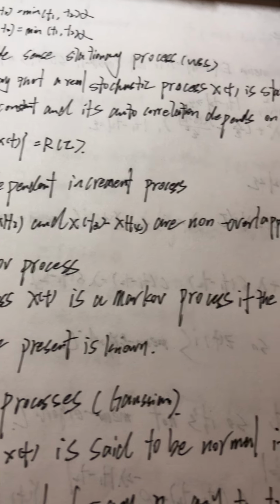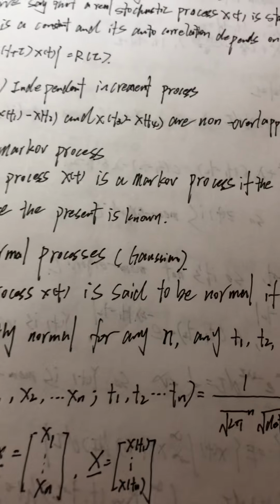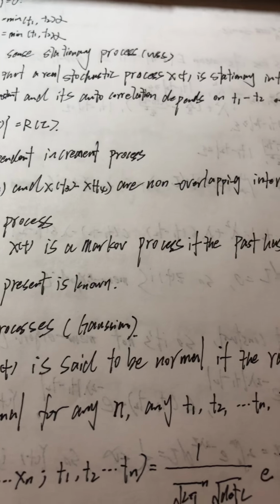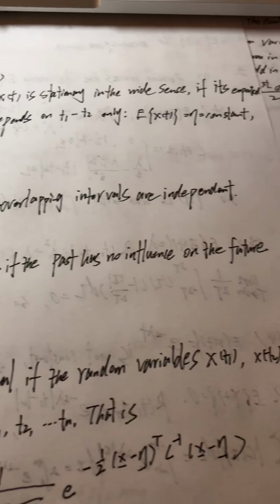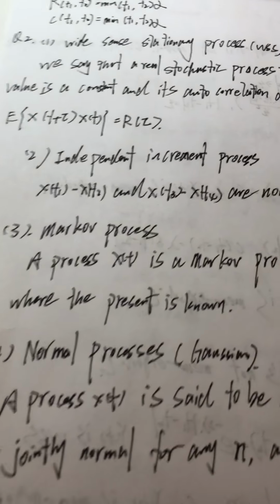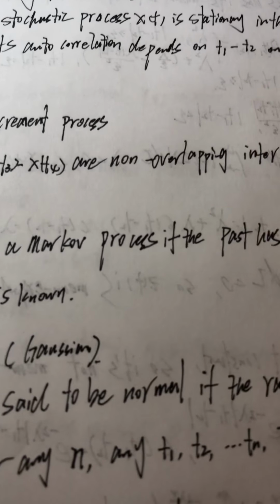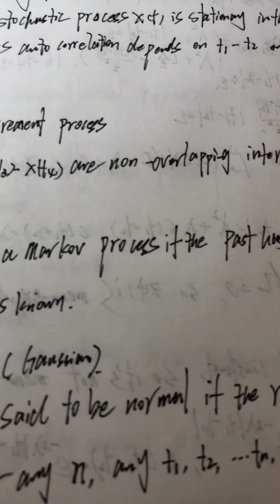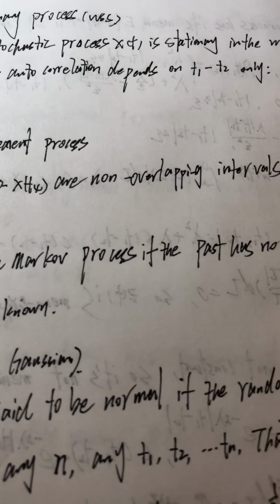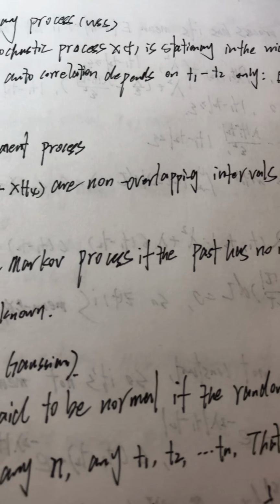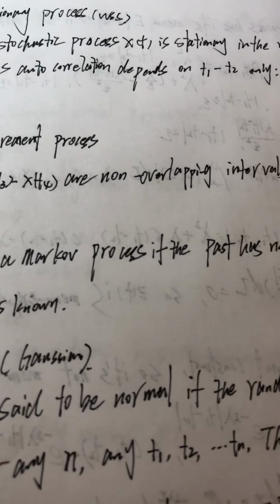And the third one is Markov processes. The definition is that a process x(t) is a Markov process if the past has no influence on the future while the present is known. And from the definition, we also know that a Markov process is statistically determined if one knows its second-order distribution function. This is the Markov process.